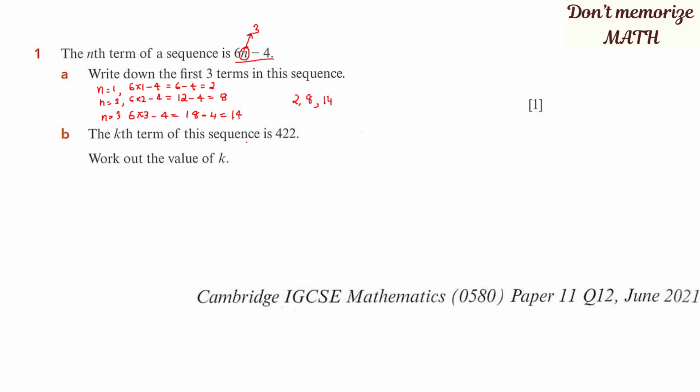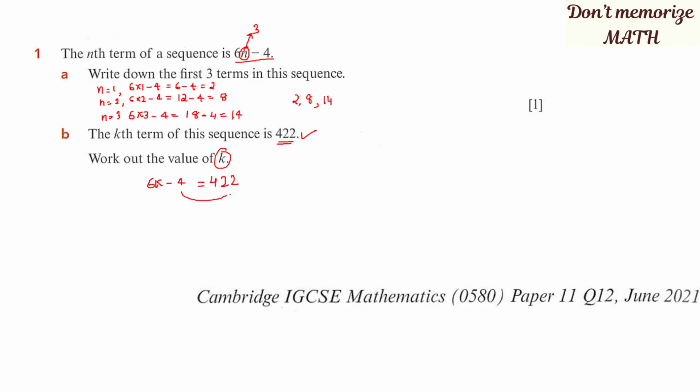And the kth term of this sequence is 422. Work out the value of k. So kth term means, nth term is 6n minus 4, so kth term will be, n will be replaced by k. So kth term will be 6k minus 4. So the kth term is given here. What is kth term? Kth term is 422. So 6k minus 4 is equal to 422. So now we need to find the value of k. So just rearrange them and find the value of k.